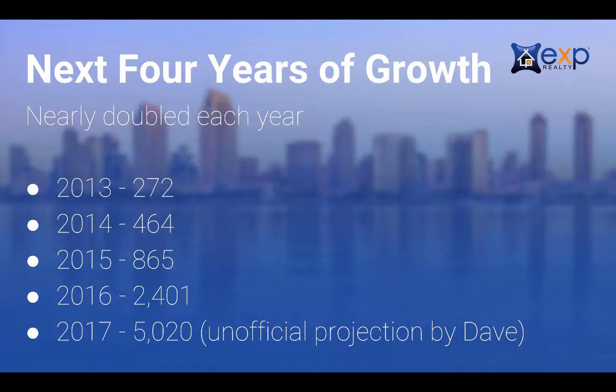2015 was 865. Last year, we ended at 2,401. Today, we're over 3,400. As of this morning, 3,445 is the official count. And I put a conservative number in here, 5,020. That is the unofficial projection by Dave.